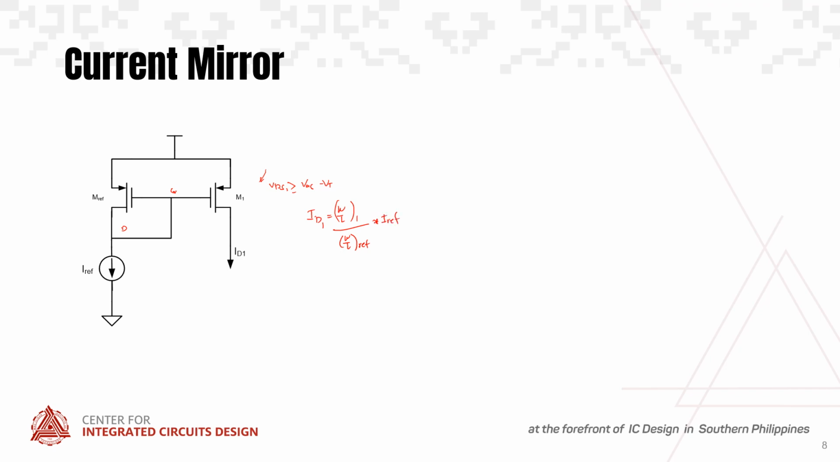If we consider that there is channel length modulation, then we add this: W/L1 over W/L ref times Iref times 1 plus lambda VDS, if we consider the channel length modulation, ID1 plus change of ID1. Okay, so next let's try to solve an example using the current mirror.